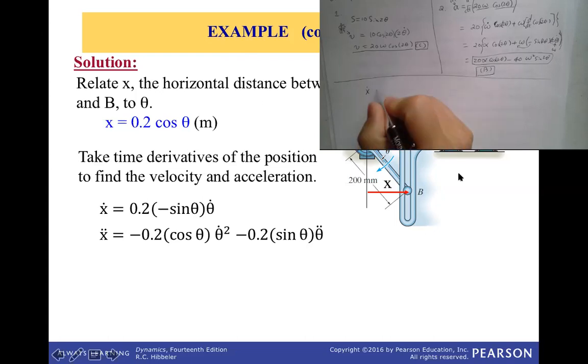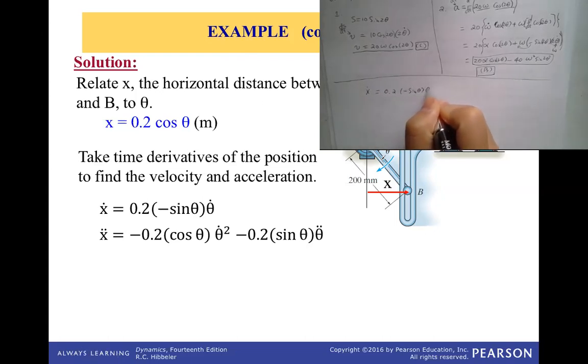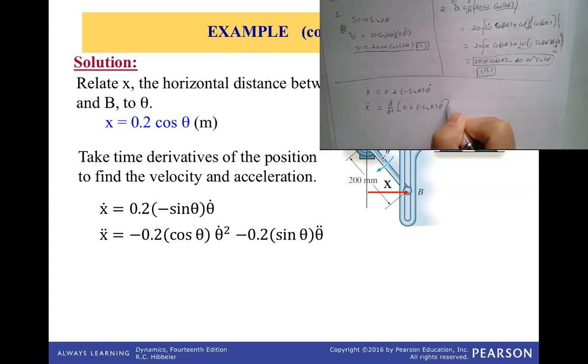X dot is equal to 0.2 minus sine theta, theta dot. So this is the first time derivative. If you are doing the second time derivative, that means you are taking the time derivative of this whole thing, minus sine theta and then theta dot. So this is a varying quantity, and this is another one. You can think about this as A, this as B.